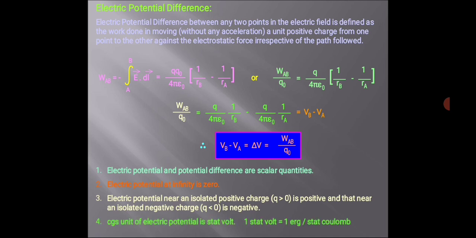CGS unit of electric potential is stat volt, as CGS unit of electric charge is stat coulomb. So we can write the CGS unit of electric potential is stat volt, and 1 stat volt is equal to 1 erg per stat coulomb.